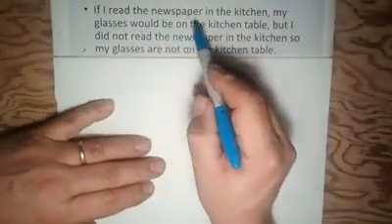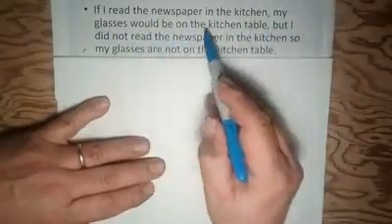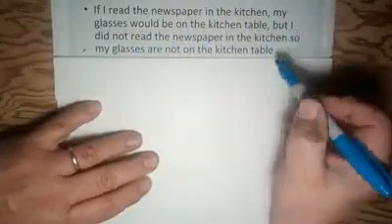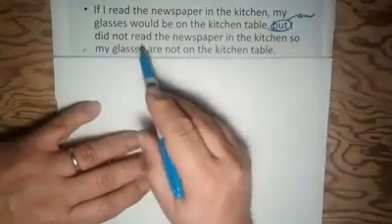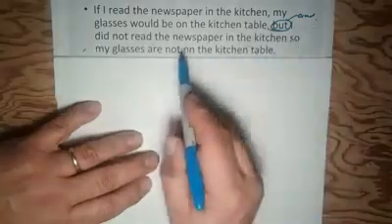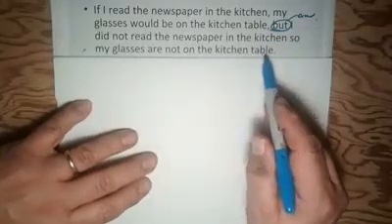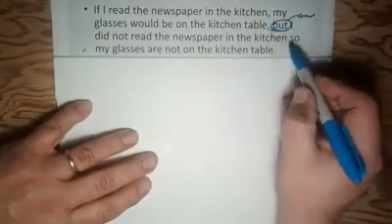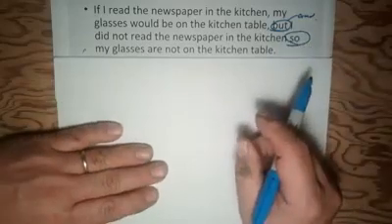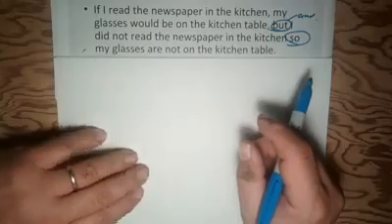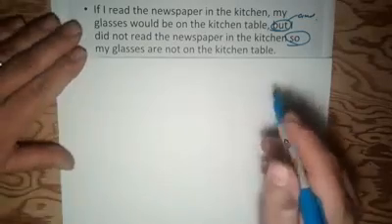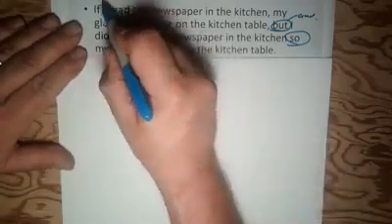If I read the newspaper in the kitchen, my glasses would be on the kitchen table. But, and remember those buts are like ands, I did not read the newspaper in the kitchen, so my glasses are not on the kitchen table. That word "so" probably tells us we're looking at an argument. And so we've got to find our atomic statements.